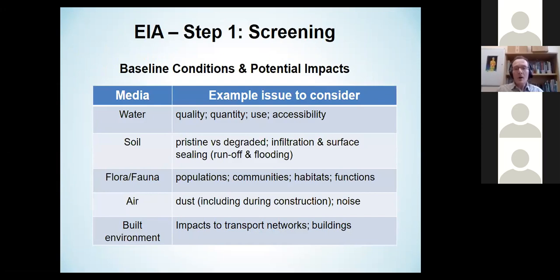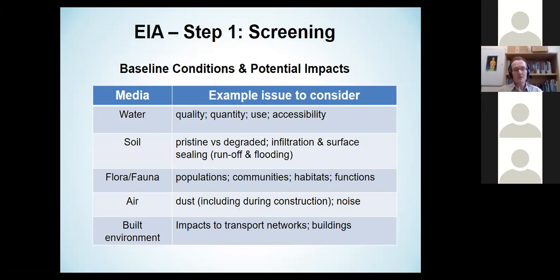So these are the kind of areas that we'd have to consider. So water quality, but also the quantity. Is the water going to be used? Is it going to be abstracted? Is it going to be increased? For example, if a hydro dam for hydropower schemes is going to be installed. What about accessibility? If a site is going to be developed, will that affect the accessibility of water to organisms, but also to people for use for various applications, including other industrial uses?